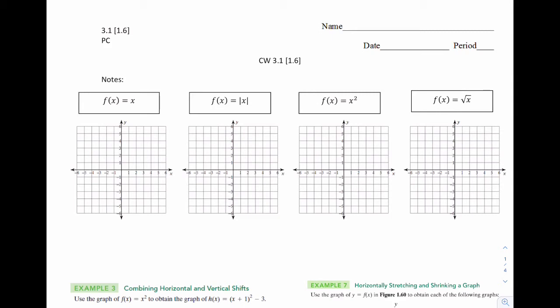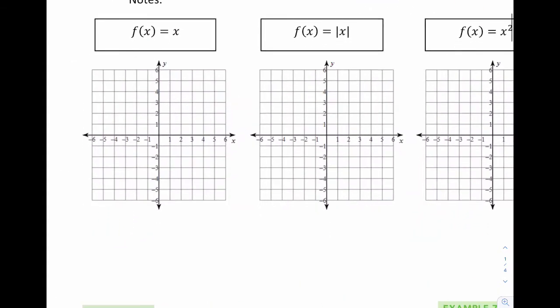Welcome to CW 3.1. Today we're going to review everything you know about graphing. So first, let's review a few of these basic graphs here. For f of x equals x, recall that's just a line like this.